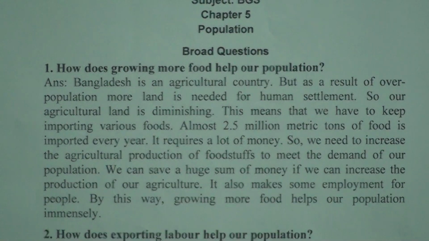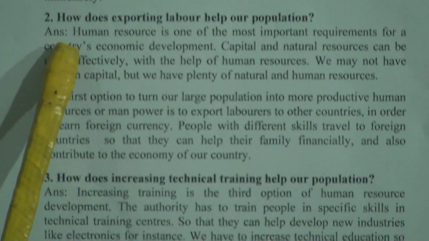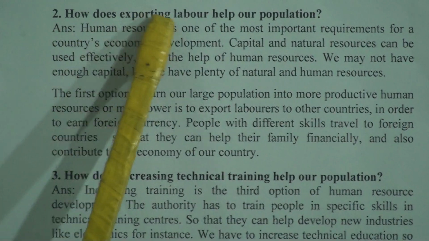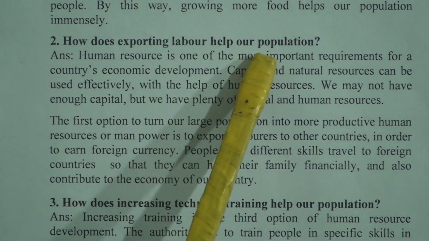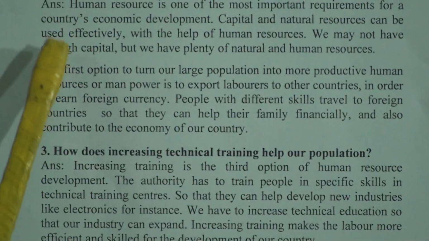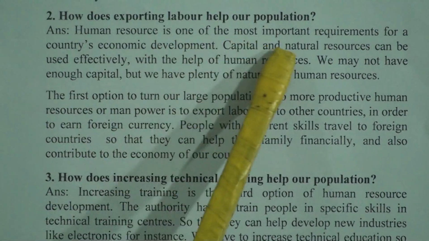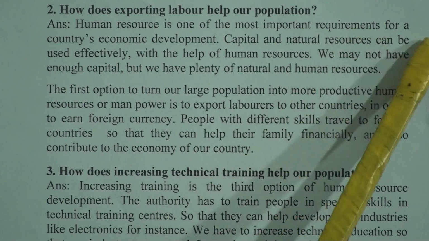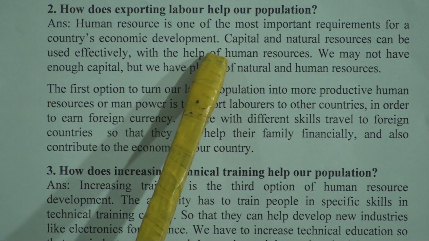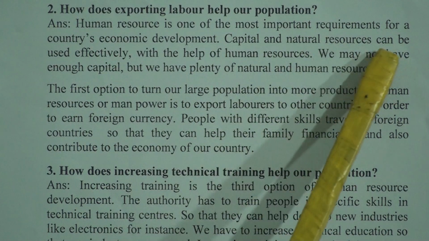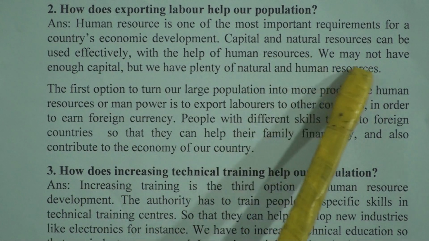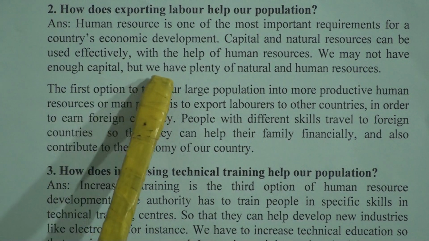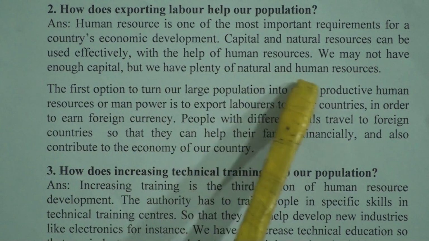Now we will go to number 2, and this is your homework also. Number 2. How does exporting labor help our population? And the answer is human resource is one of the most important requirements for a country's economic development. Capital and natural resources can be used effectively with the help of human resources. We may not have enough capital, but we have plenty of natural and human resources.